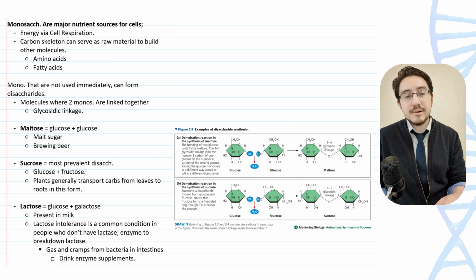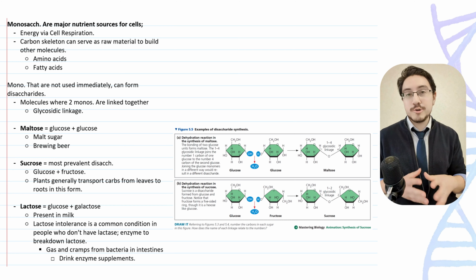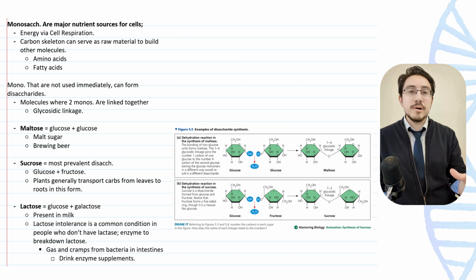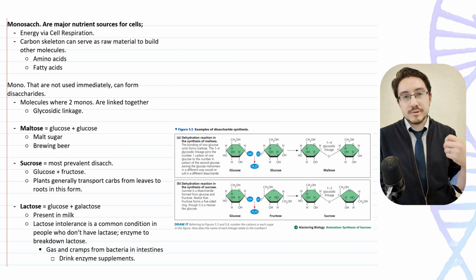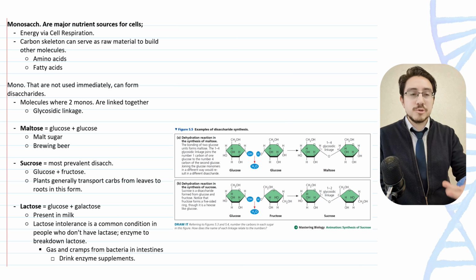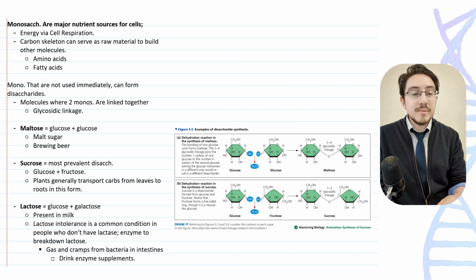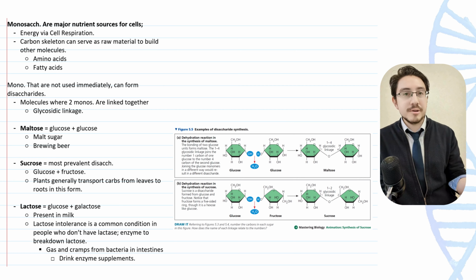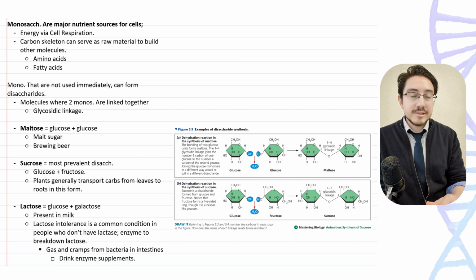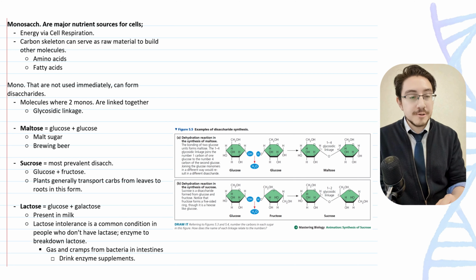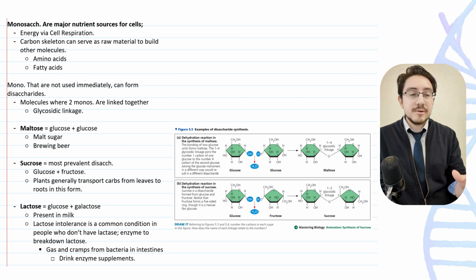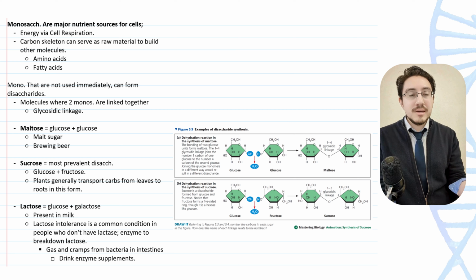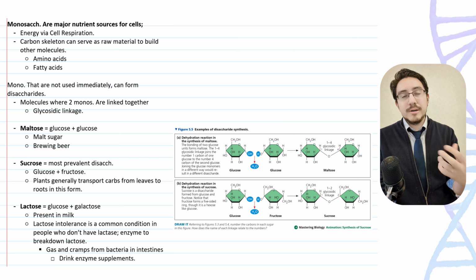5.2.2, monosaccharides are a major nutrient source for cells. So you use, of course, sugar as your source for cell respiration to break down glucose to obtain ATP. But the carbon skeleton of sugars can also be used as raw material to produce other compounds, like amino acids and fatty acids, which we're going to take a look at also.